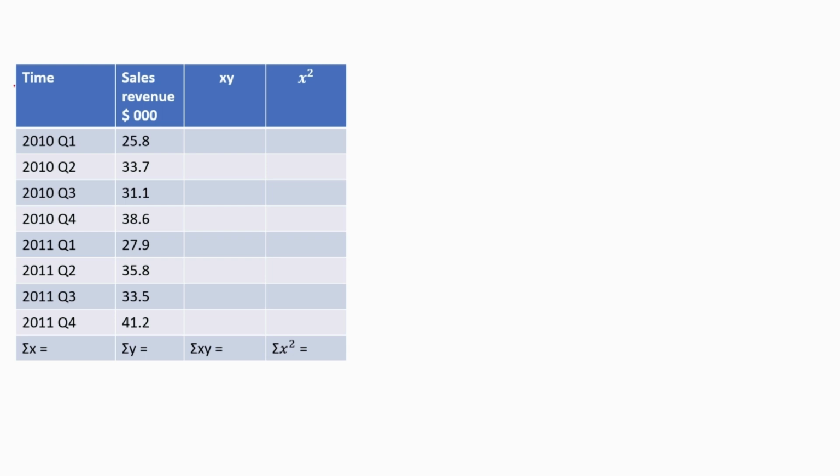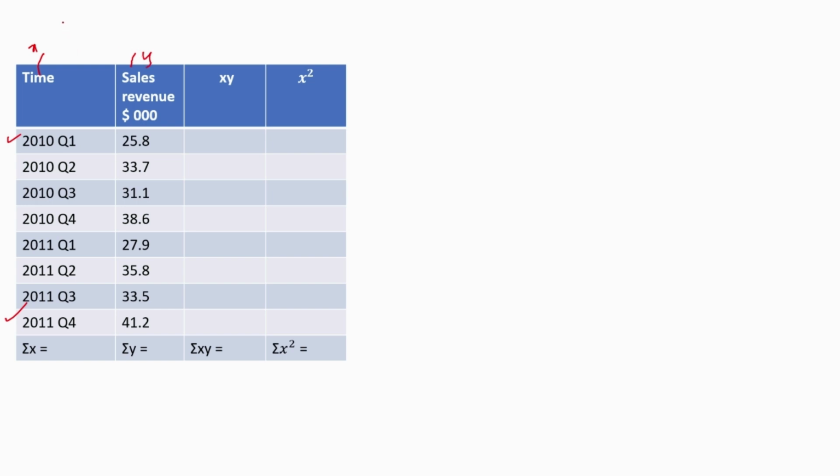These are the past data for sales revenue starting from 2010 quarter 1 to 2011 quarter 4. First, we have to identify what is the independent variable and what is the dependent variable. Time is the independent variable. Depending on the time, we are measuring the sales revenue. So, sales revenue will be the dependent variable.